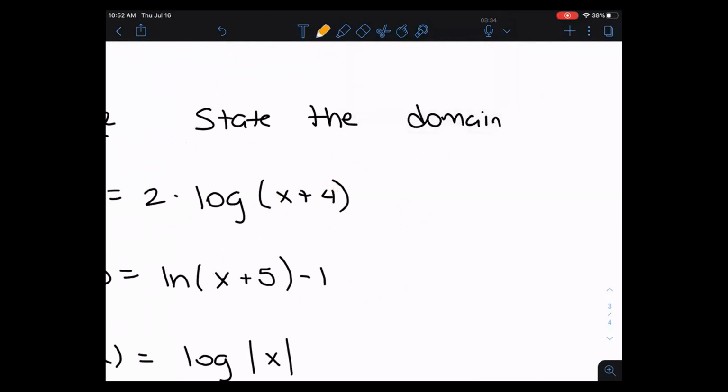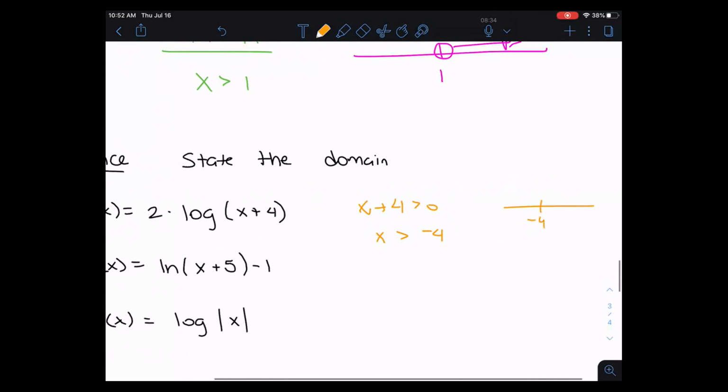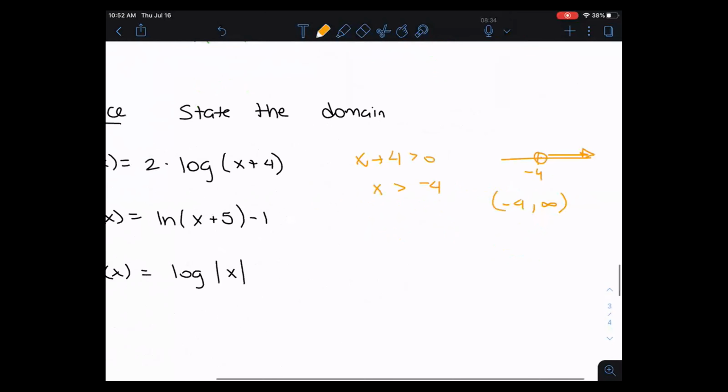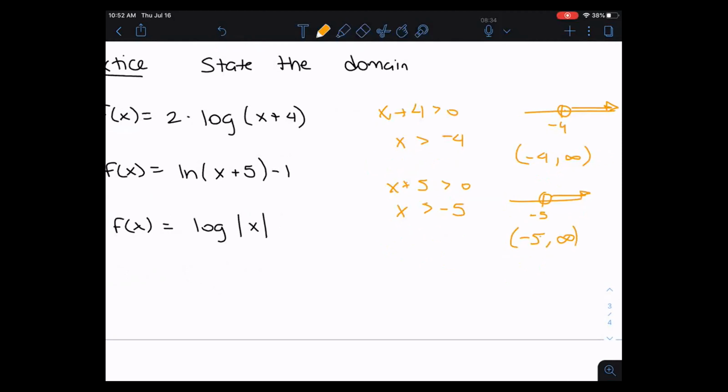For the domain, just take the inside and set it greater than 0. So we take x plus 4 greater than 0. Our domain is where x is greater than -4. At -4, it's not included, and it goes off until infinity, so that's from -4 to infinity. For the second one, x plus 5 has to be greater than 0, so x has to be greater than -5, which is from -5 to infinity. So these are your two domains.